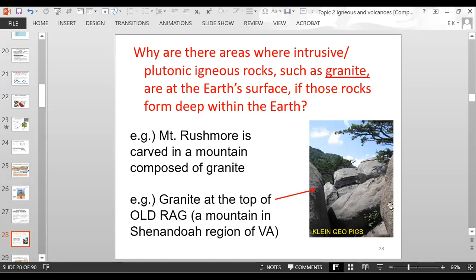Or here, I took this picture at the top of a mountain called Old Rag. That's a mountain in Virginia in the Shenandoah region. So we're high up in a mountain and there was granite rocks at the top of the mountain. It wasn't actually the top of the mountain, it was just high up on the mountain. So yeah, the question: how does the granite get at the Earth's surface if it formed deep within the Earth?